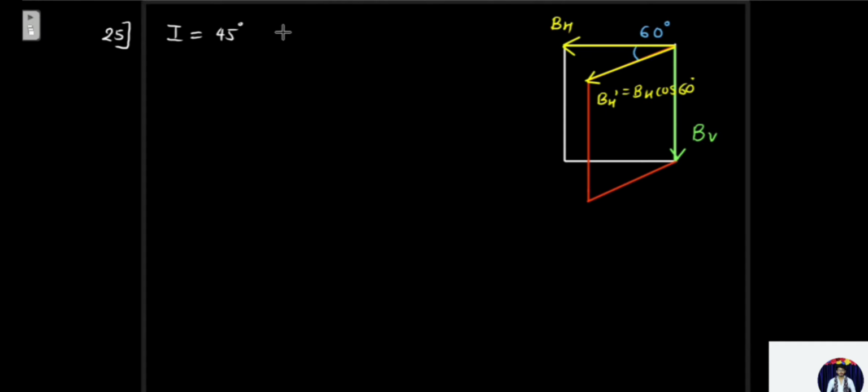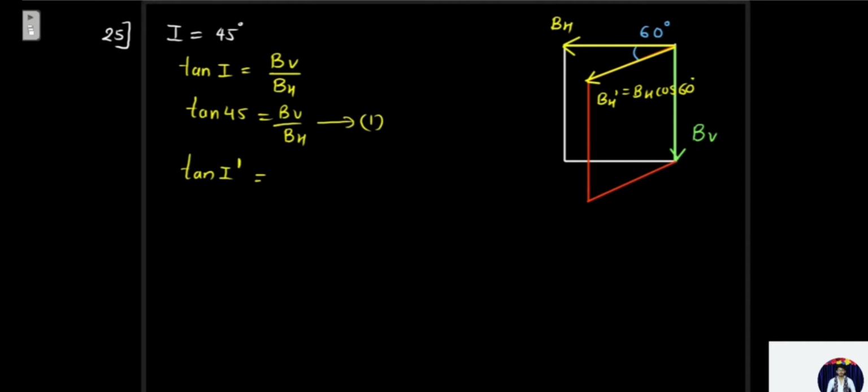So tan of I, if I write the formula, is given by BV upon BH, that is tan 45 will be equal to BV upon BH. Let's name this as 1. We do not know BV, we do not know BH. Now we are turning this plane through an angle of 60. Let's say the apparent value of angle of dip is I dash, which we need to find out. It will be BV upon BH dash, since BV will remain the same because that is the axis of rotation, and BH dash is BH cos 60.